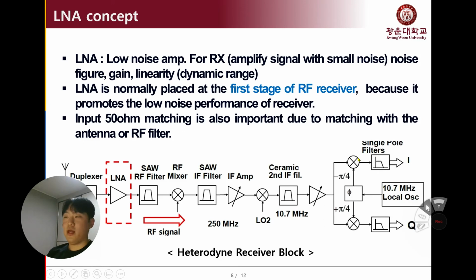This is the LNA concept. The LNA is low noise amplifier. LNA is normally placed at the first stage of RF receiver because it promotes the low noise performance of receiver. Input 50 ohm matching is also important due to matching with the antenna or RF filter.